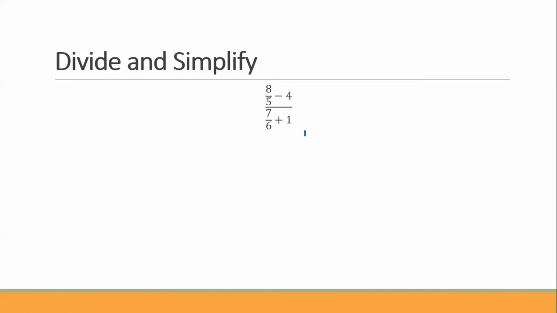This one is a little bit more complicated because it's not a fraction over a fraction, it's an expression over an expression. So the first thing you have to do is simplify the numerator and simplify the denominator. Or we can multiply the whole thing by a common denominator. So the first thing we're going to do, so we're going to do case 1 and simplify numerator and denominator.